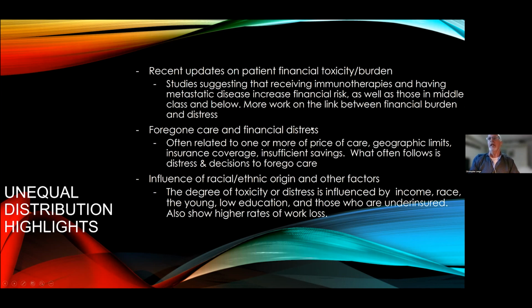So the foregone care and financial distress we talked about is often related to one or more of price of care, geographic limits, insurance coverage, and insufficient savings. The insurance coverage really shows up in the US data. I had the opportunity to go to a conference in the US in Phoenix just before the pandemic, I think it was October of 2019, and I was presenting on the early results from my own work. I think there were 35 publications presented either as posters or as presentations at that conference.